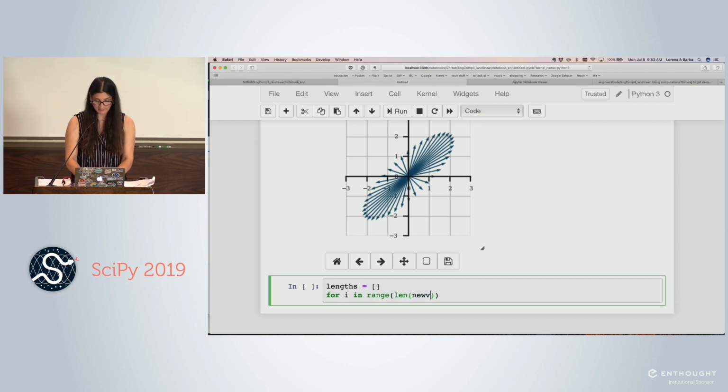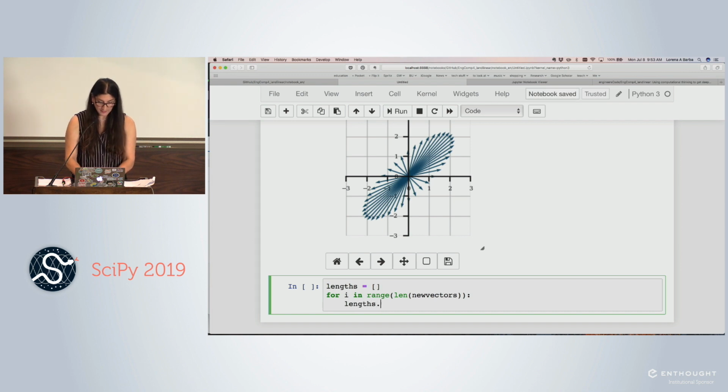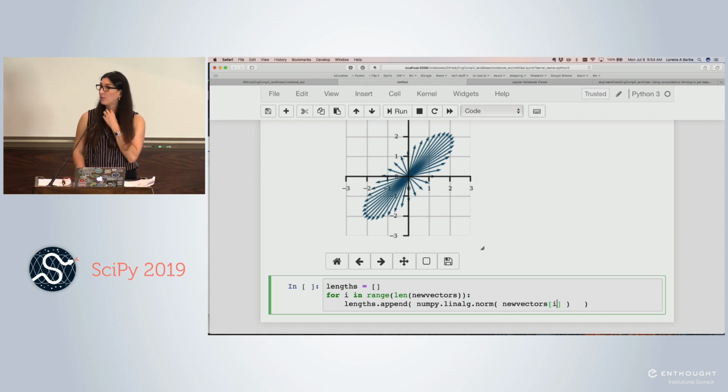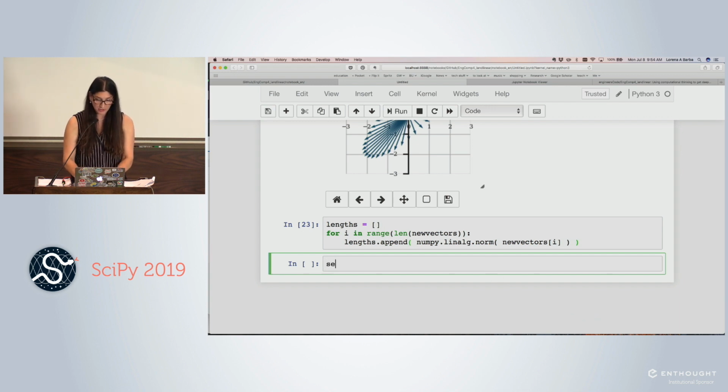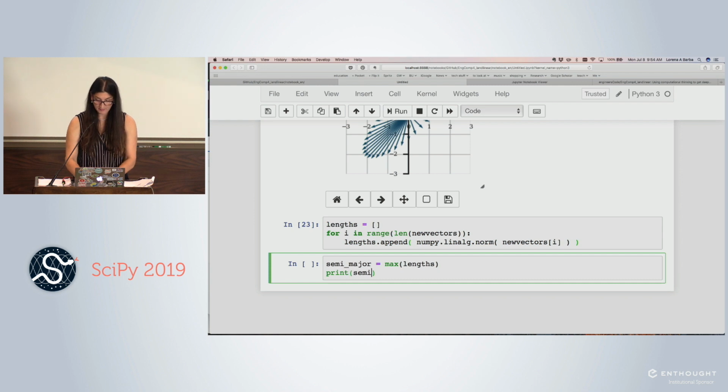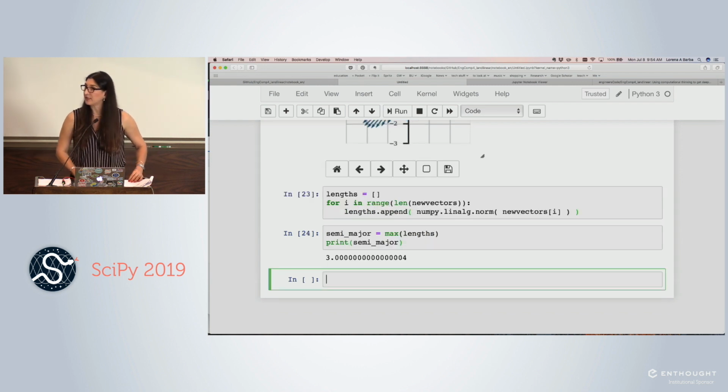New vectors, well, they're the same, but just to be consistent. And we're just going to append to this list the numpy.linalg.norm of what? New vectors I. So we have now a list of all the norms of these new vectors, and we could get the semi-major, we're going to call it semi-major, this is a new Python variable we're defining now, as the maximum of all these lengths. Let's print semi-major, and it looks like it's 3.